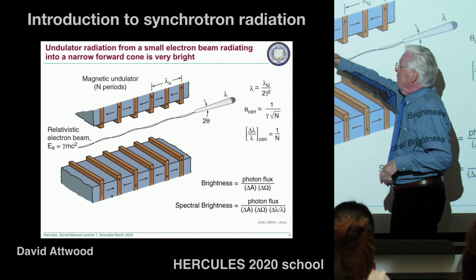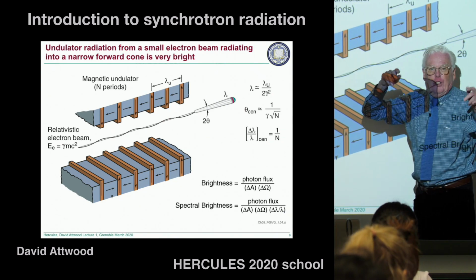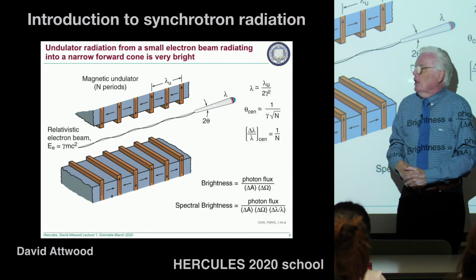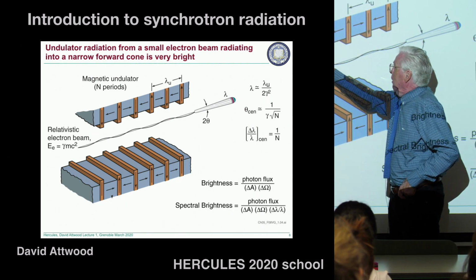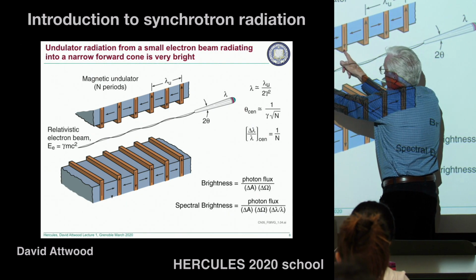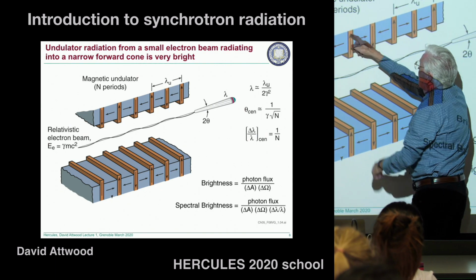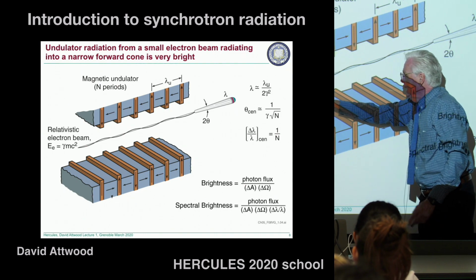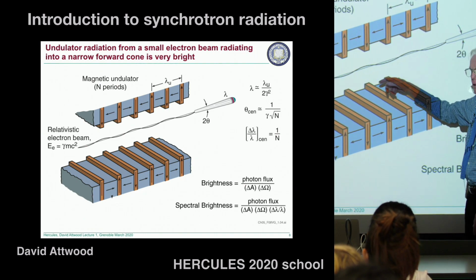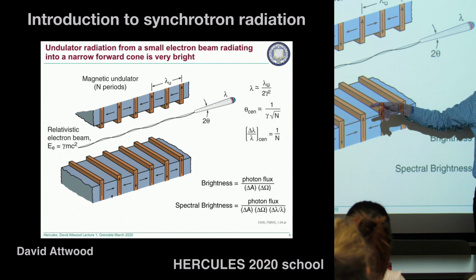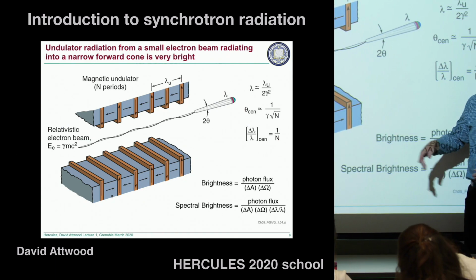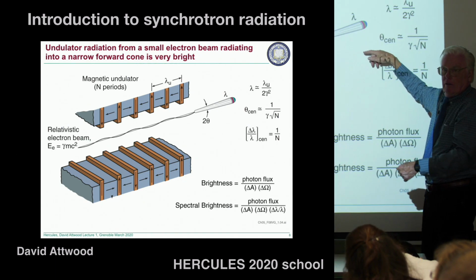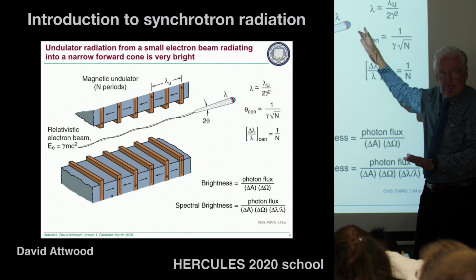Additionally, I'll use the letter capital N for number, some number like 100. So let's just say that there are 100 periods. This is one period. This is a half period, okay? So let's just say we have 100 periods. That means as an electron goes through, it goes through 100 cycles. If it goes through 100 cycles, it's going to produce a wave train of 100 cycles, right?